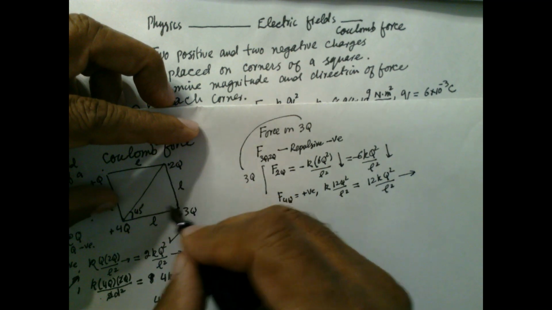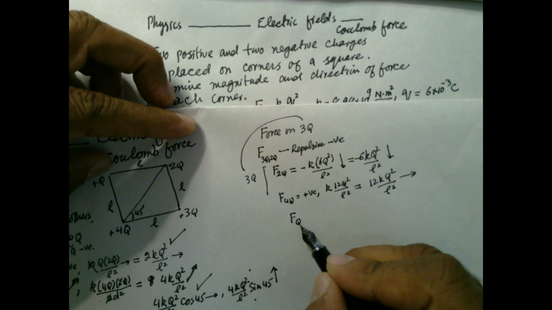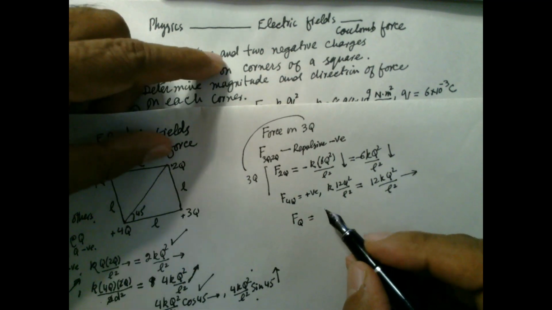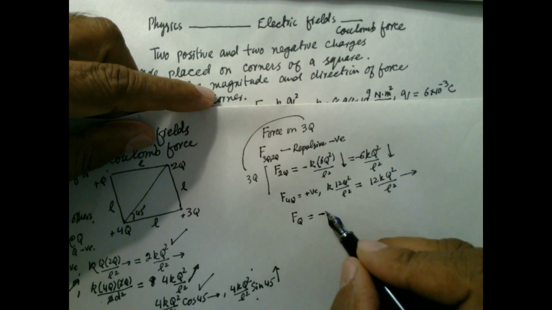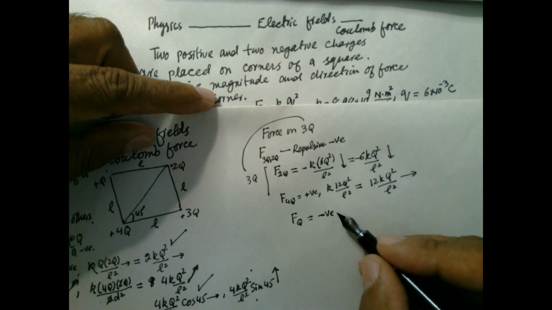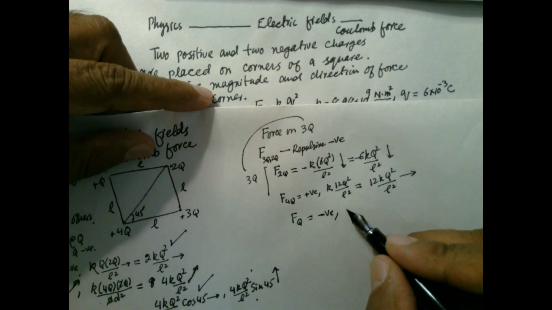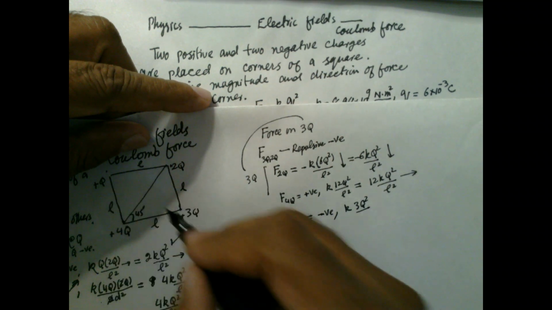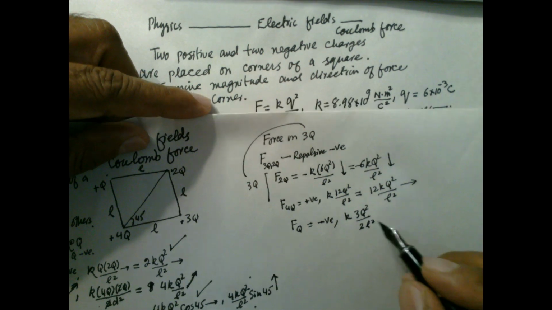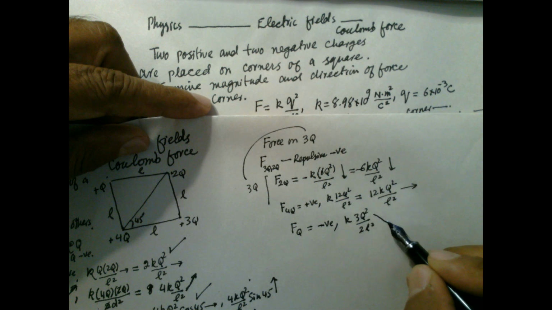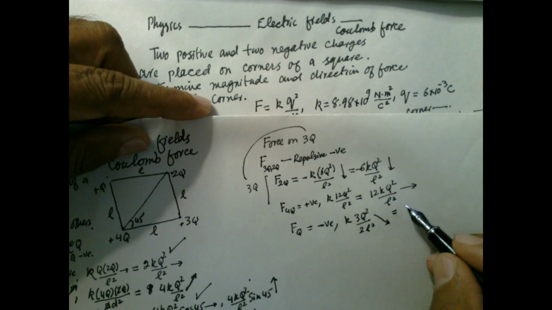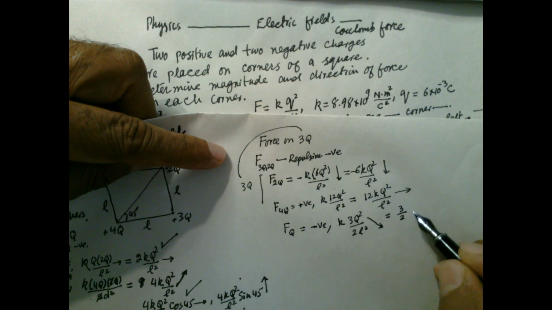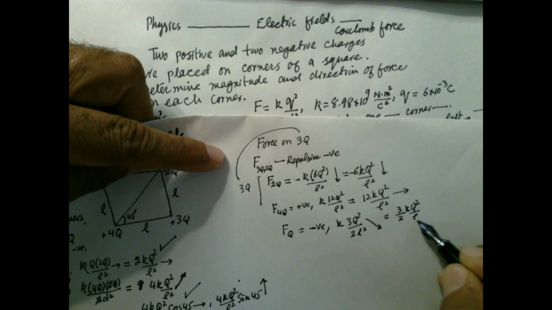So now this one, and then F of just Q. This force will push it down, so this will be negative. And its value is K and 3 Q square over distance 2L square, and it will be toward this angle. So this will be equal to 3 by 2 K Q square over L square.